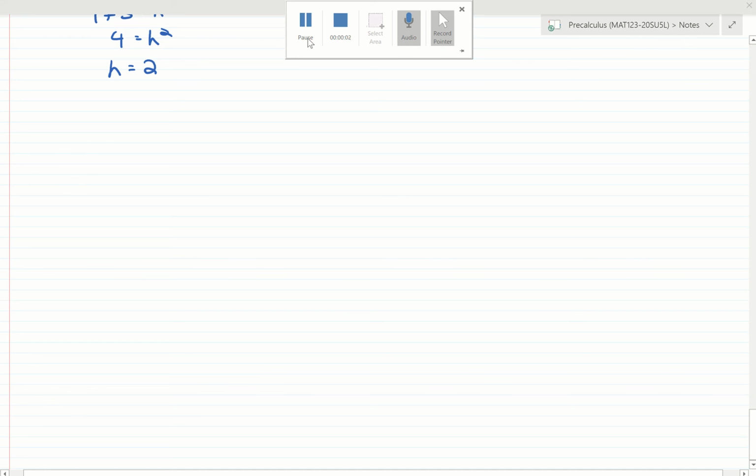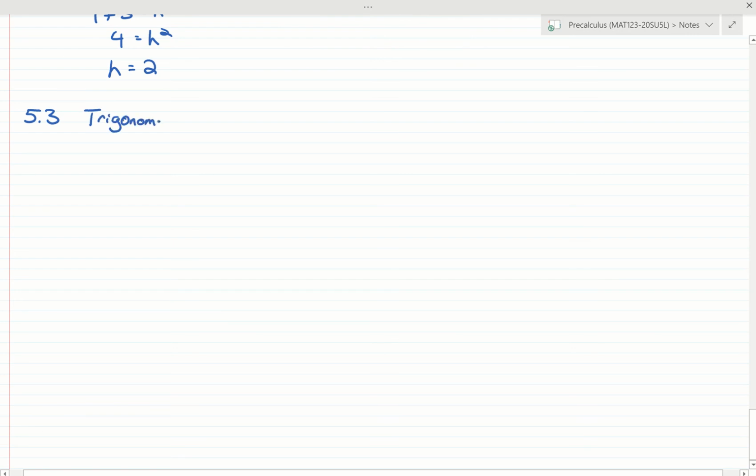So now that we've spent a lot of time talking about quadrantal angles, today we're going to figure out how to find angles of special triangles. This is section 5.3, and it's called Trigonometric Function Values and Angle Measures.